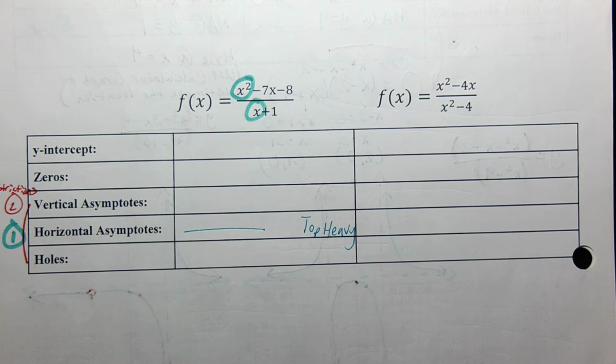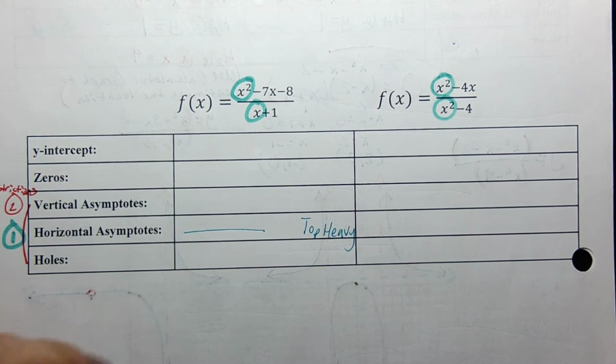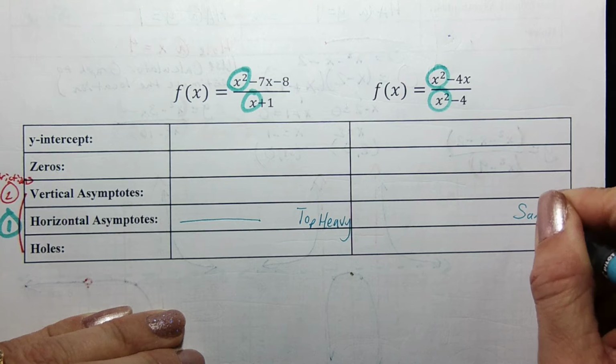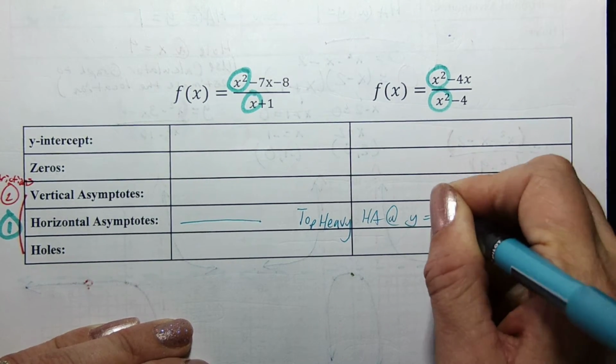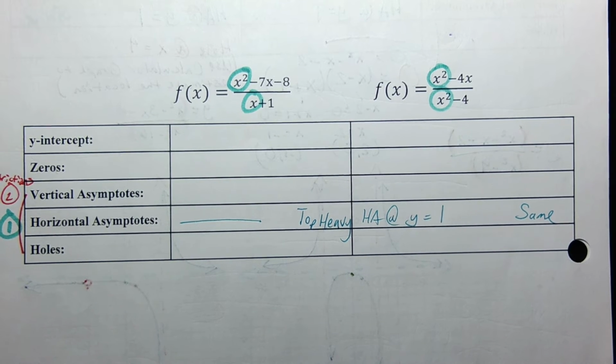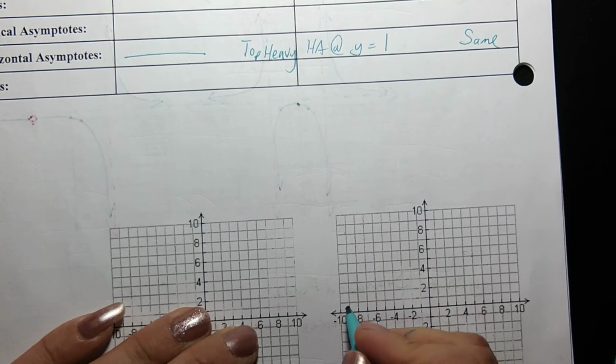What about on the next one? These have the same degree, so we have a horizontal asymptote at y equals 1. And again, folks, I don't really care if you put the HA part, but writing the full equation y equals 1 is important because that shows me it's a horizontal line and not a vertical line. So horizontal line at 1. Let's go ahead and draw that in.